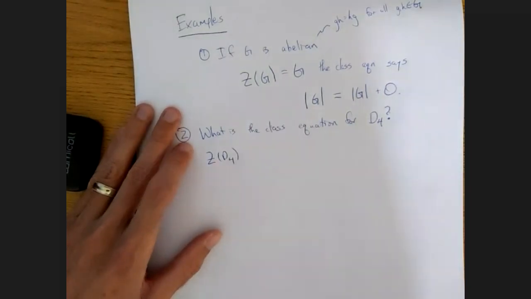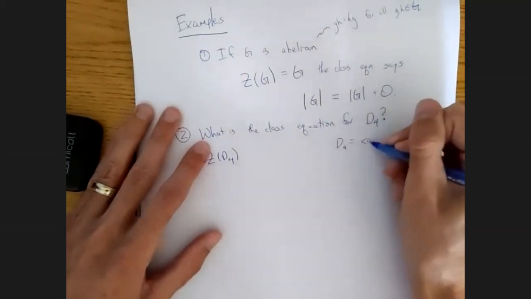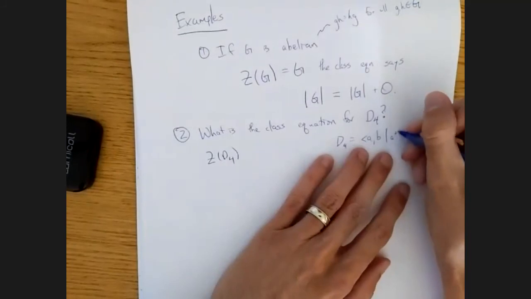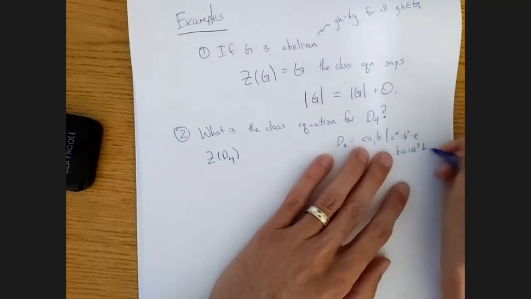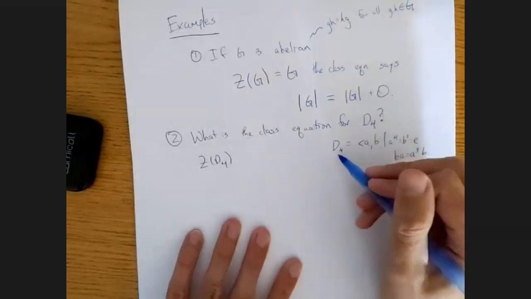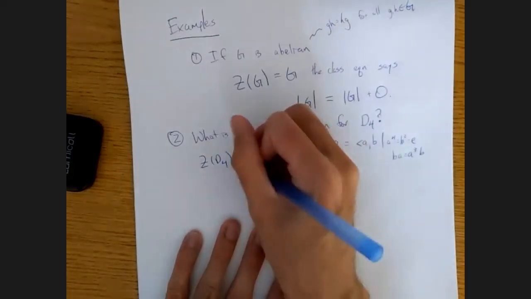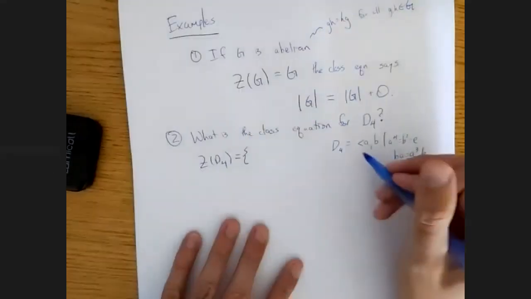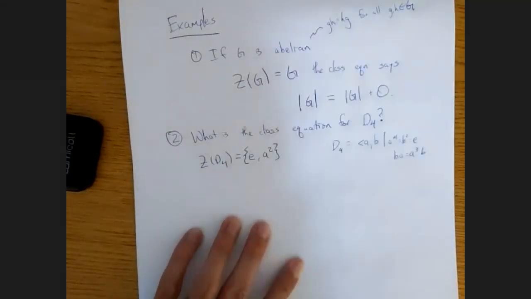Remember what D4 is. D4 is generated by A and B, subject to A to the 4th equals B squared equals the identity, and BA equals A cubed B. Okay. And so an element of D4 is in the center as long as it commutes with both A and B. And you can show that the only things that commute with both A and B are just A squared and the identity. Okay, so that's the center of D4.